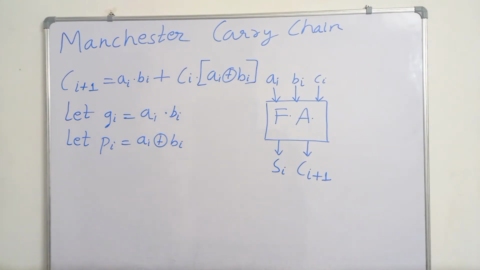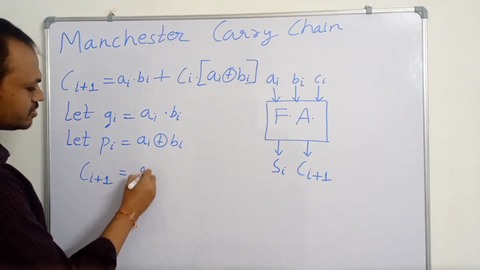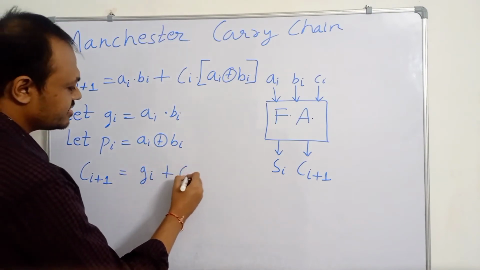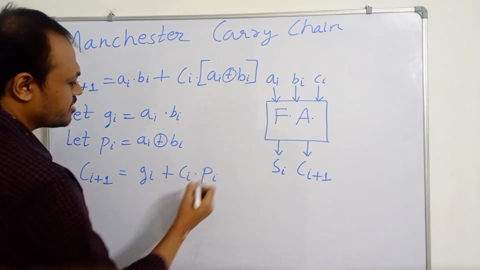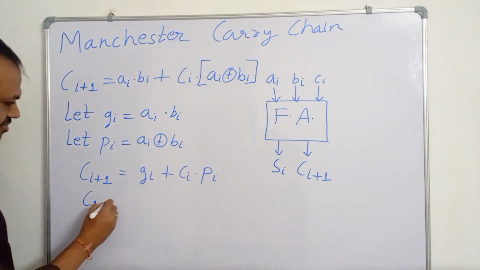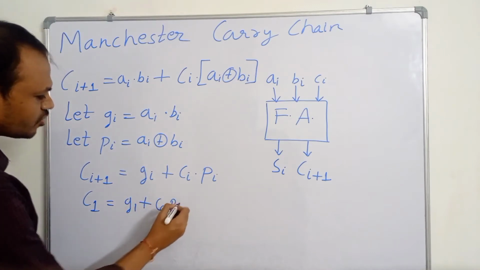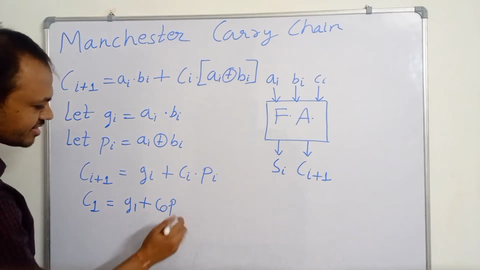So Ci plus 1, we can write Ci plus 1 equal to Gi plus Ci dot Pi. Okay, Ci plus 1 equal to Gi plus Ci dot Pi. So if we have to calculate for i equal to 0, C1 is equal to G0 plus C0 dot P0.